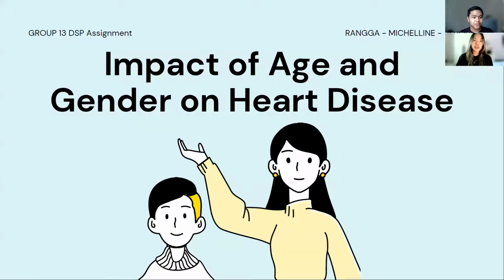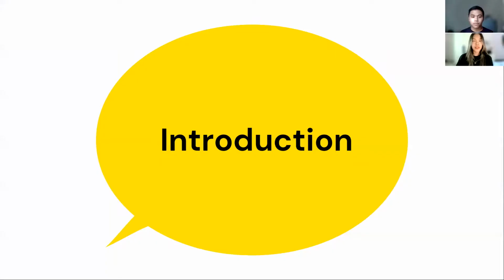Today, we from Group 13 are going to present the result of our project on data science. So yeah, we have done a project on analyzing a data set using Python on Jupyter Notebook. And this is the topic of our project, the impact of age and gender on heart disease. So let's start with the introduction.